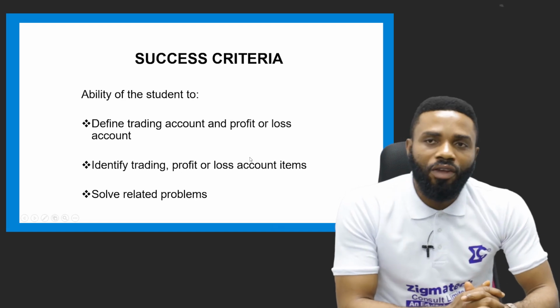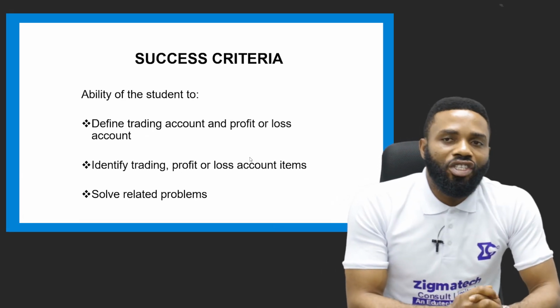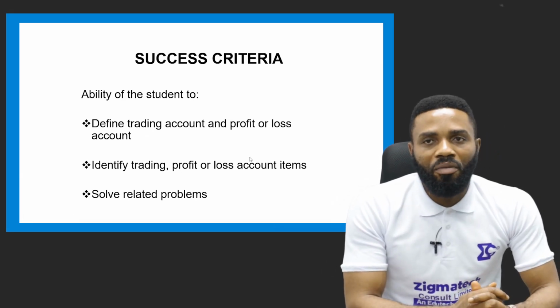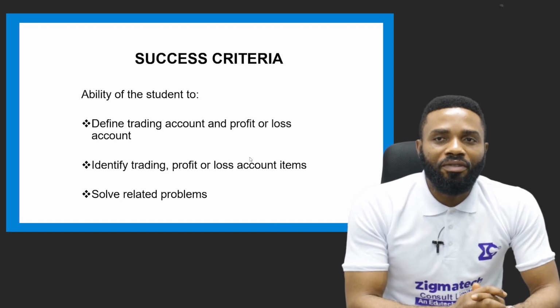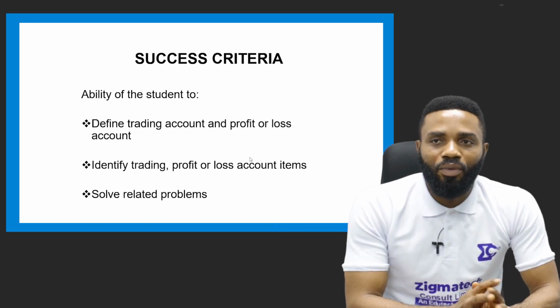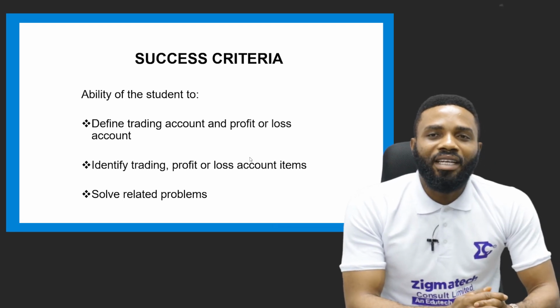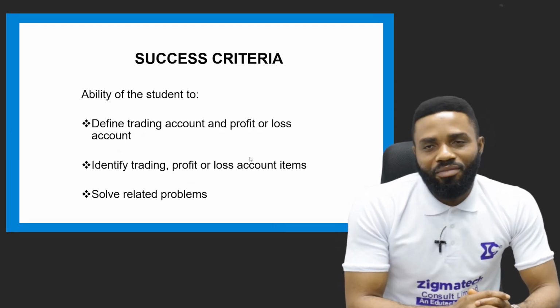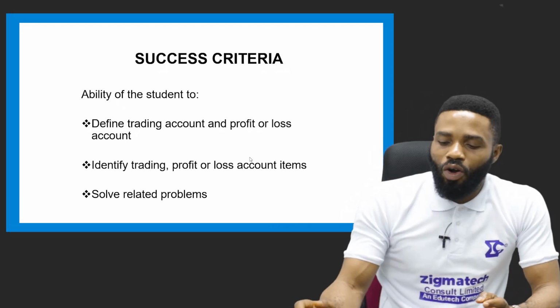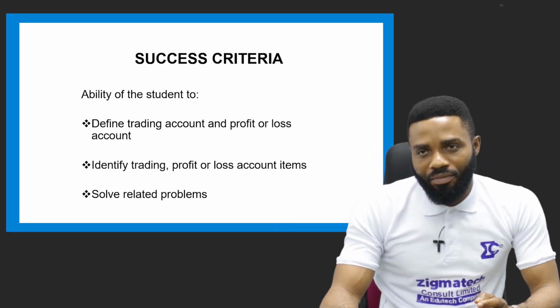How do we know if we've been able to achieve our objective? Number one, our ability to define trading account and profit or loss account, our ability to identify the items, and our ability to solve related problems.